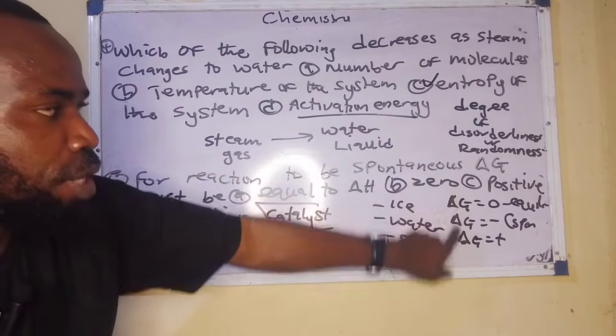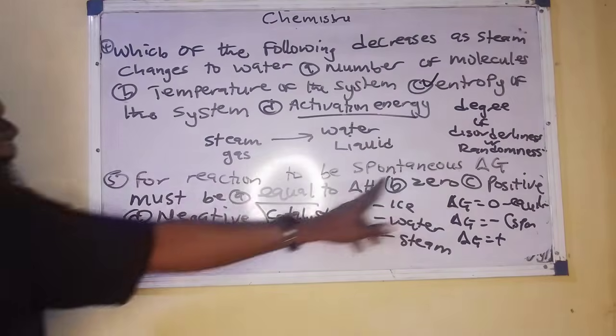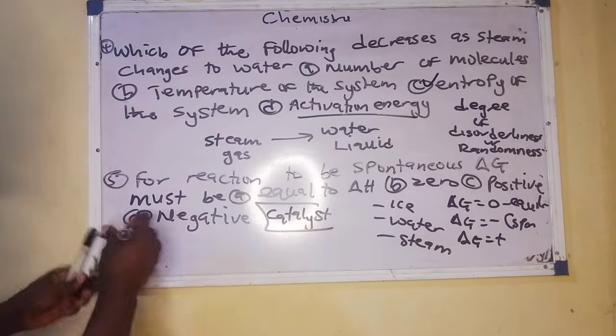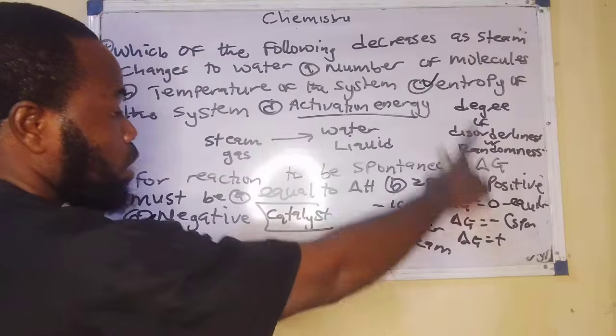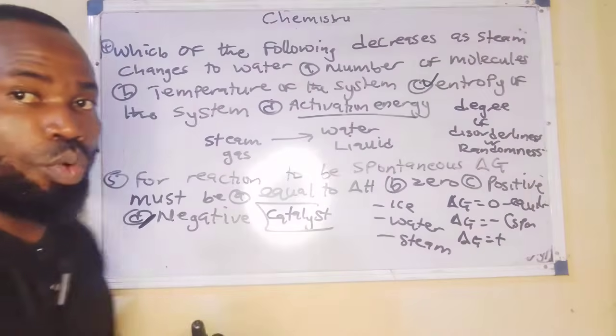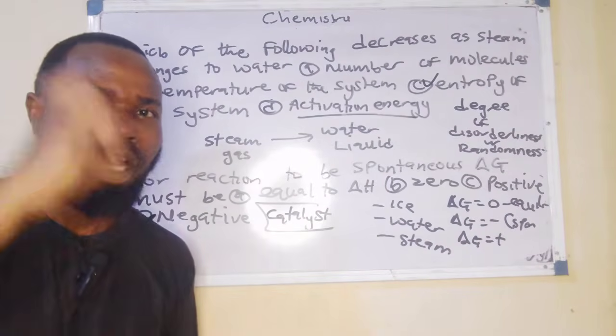So please do well to know the difference between activation energy and Gibbs free energy. So automatically, for a reaction to be spontaneous, delta G must be what? Must be negative. And if delta G is 0, that means the reaction is at equilibrium. If delta G is positive, the reaction is what? Non-spontaneous, or you can say non-feasible.